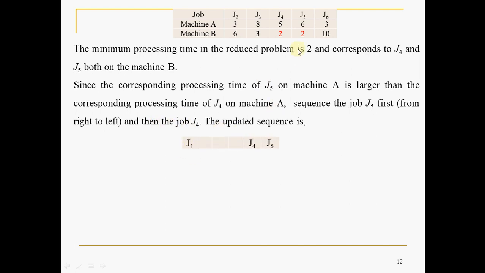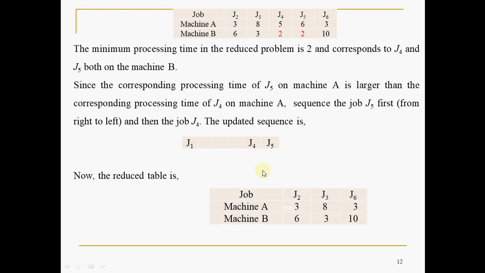J1, and you can fill these two simultaneously. After this one will come. Fine, 26 you fill first, then this one, J4. Now 3 jobs have been sequenced. So the reduced table would be this one. So these jobs are deleted here, or ignored. J2, J3, J6 you have.